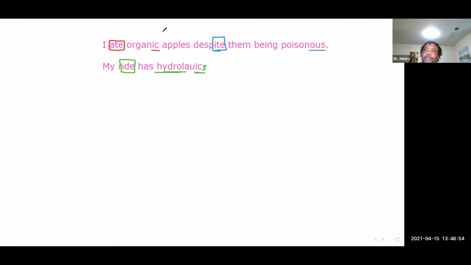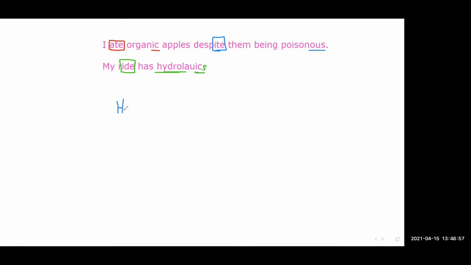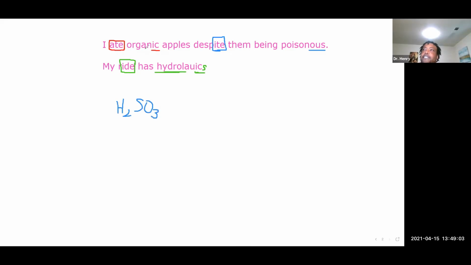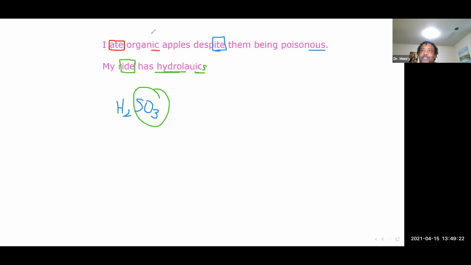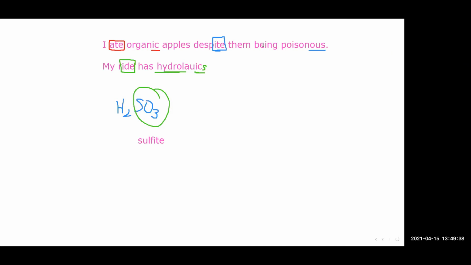Okay, so if you see this, I'm going to circle it in green. What polyatomic ion is that? That's sulfite. That is sulfite. So we know that that guy is sulfite. So anytime that we see sulfite, we change it to OUS. So now it is sulfurous.